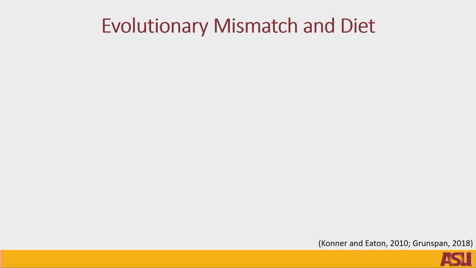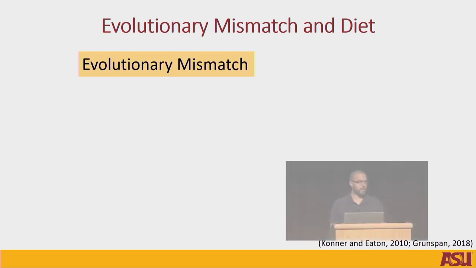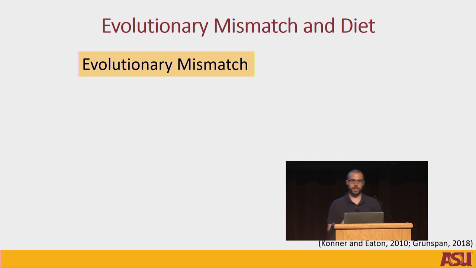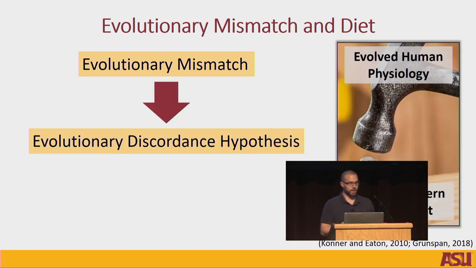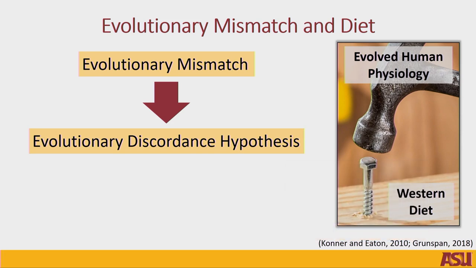So many of you in the room are familiar with evolutionary mismatch. This is just when you have an organism that has evolved and is better adapted to one environment, and the environment changes, promoting a state of disease. The evolutionary discordance hypothesis takes the evolutionary mismatch perspective and applies it directly to humans, thinking about how changes from hunter-gatherer ancestral times to modern times today promote diseases of civilization.